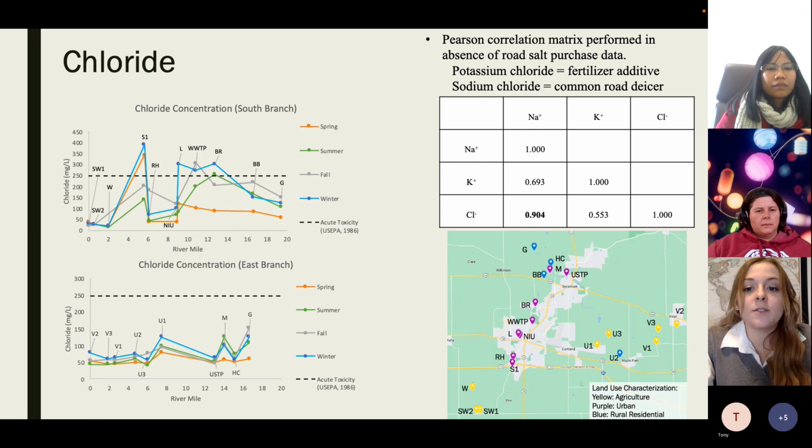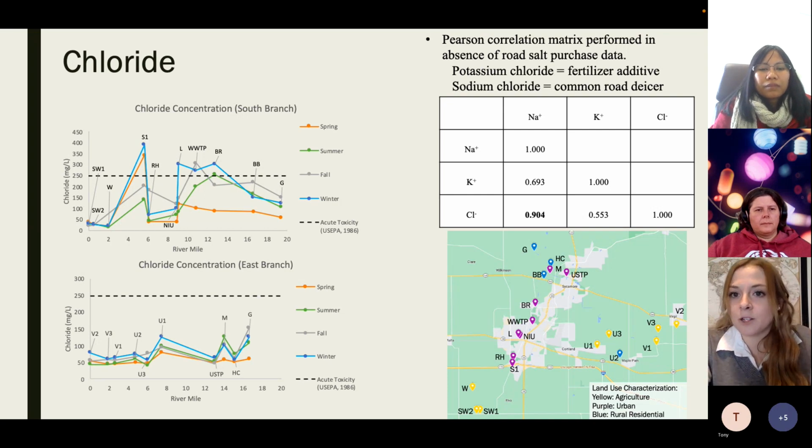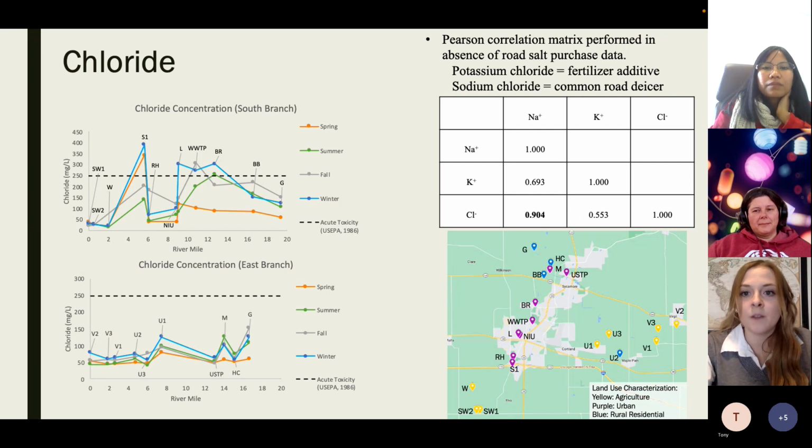The next thing we wanted to do was to see if this could be due to road salt application. I tried reaching out to obtain road salt purchase data from every township in the study region, but I did run into some difficulties getting the data. So in absence of that, I made a Pearson correlation matrix to try and source out the potential sources of chloride. So I did the correlation matrix between potassium, sodium, and chloride. A perfect correlation would be 1.0. And the highest correlation that we had was between sodium and chloride, which was 0.904. So it's a very strong correlation, which indicates the source compound most likely is sodium chloride.